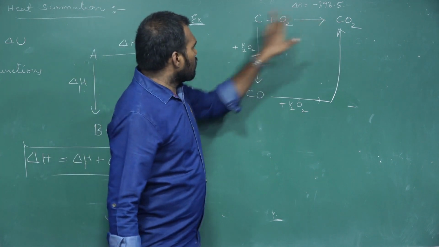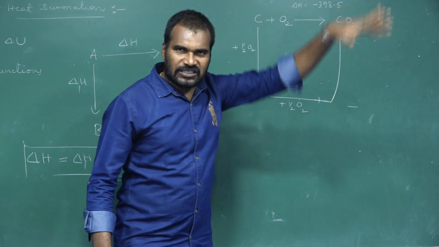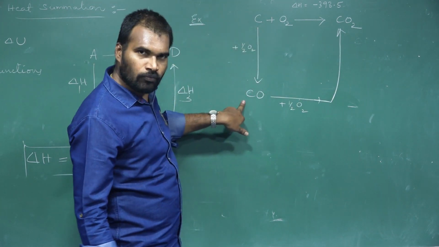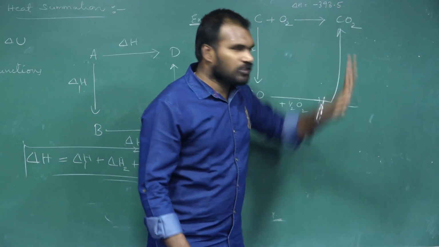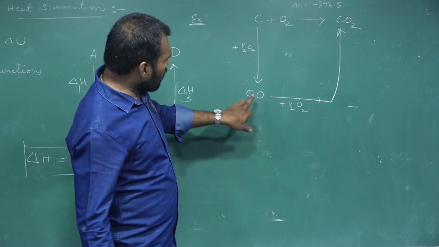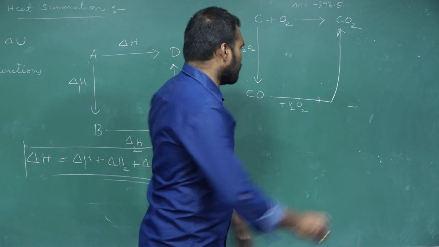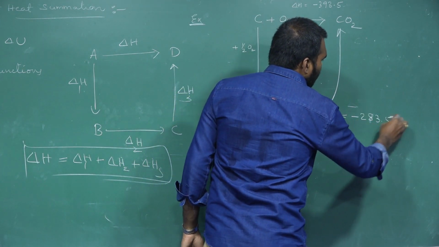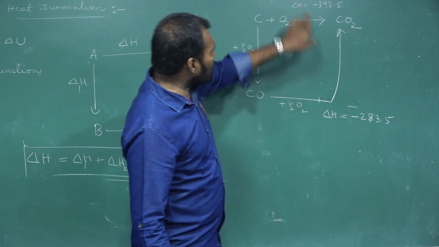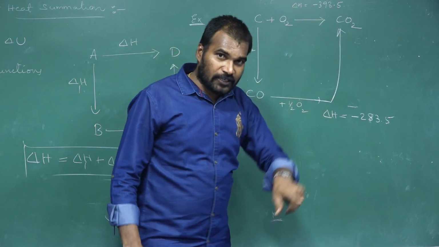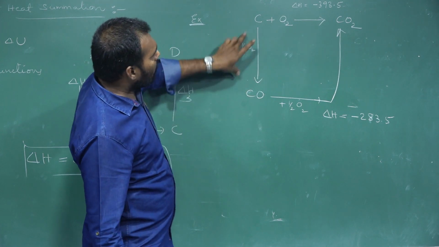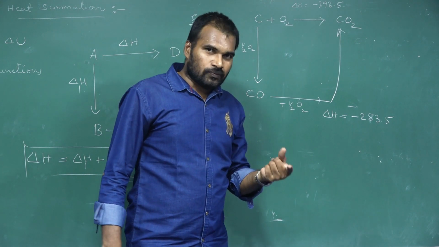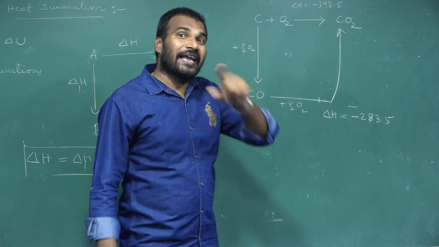Here C is directly converting into CO2 in a single step. But in the second process, first C is converting into CO, next CO is converting into CO2, two steps. We know that for the conversion of CO into CO2, the del H value is minus 283.5 kilojoules. We know these two values, but determination of the enthalpy of C to CO is difficult experimentally. So in that case, this value we can calculate by using Hess's law.